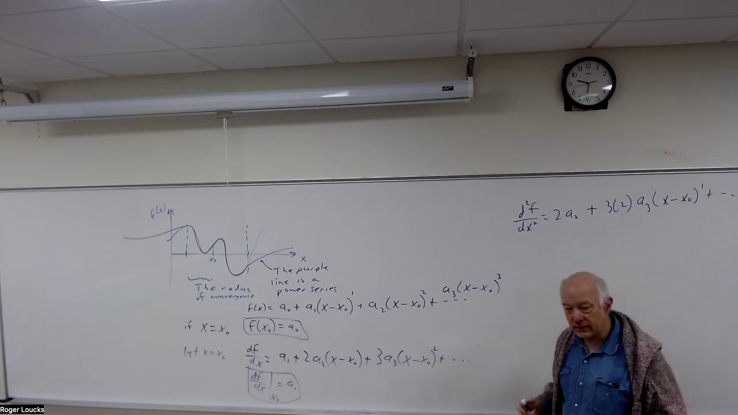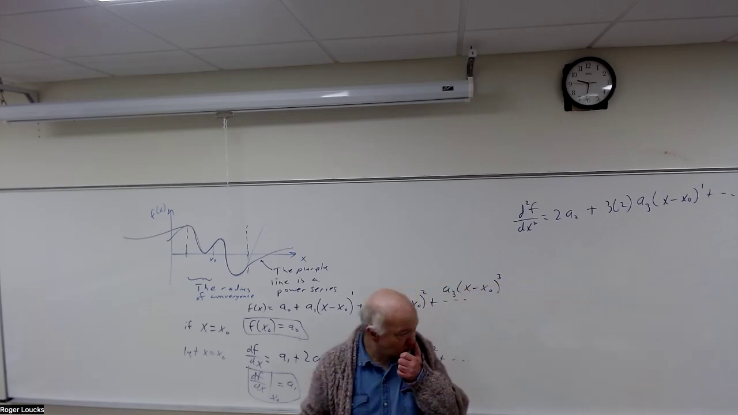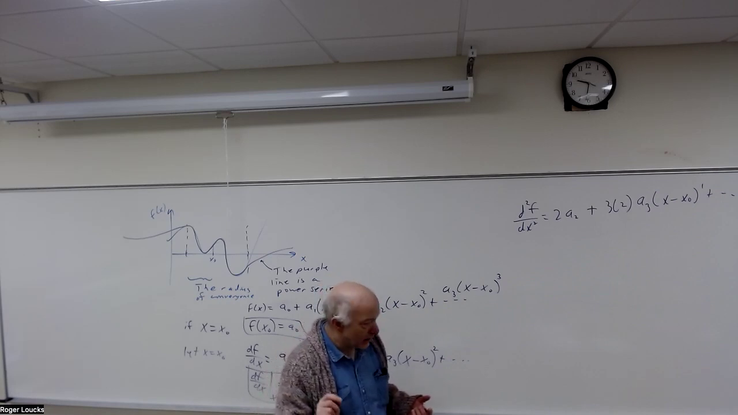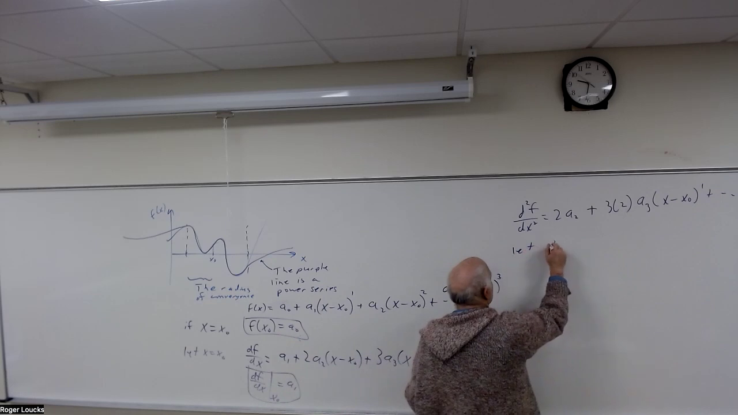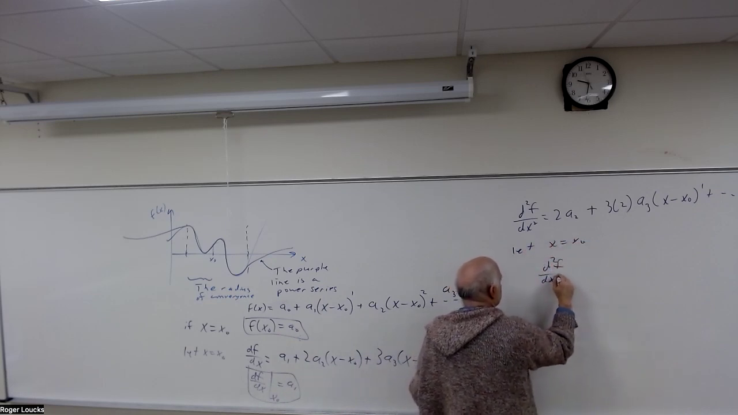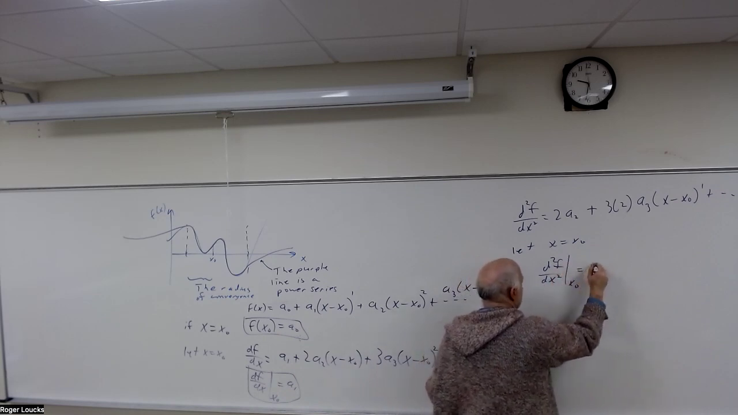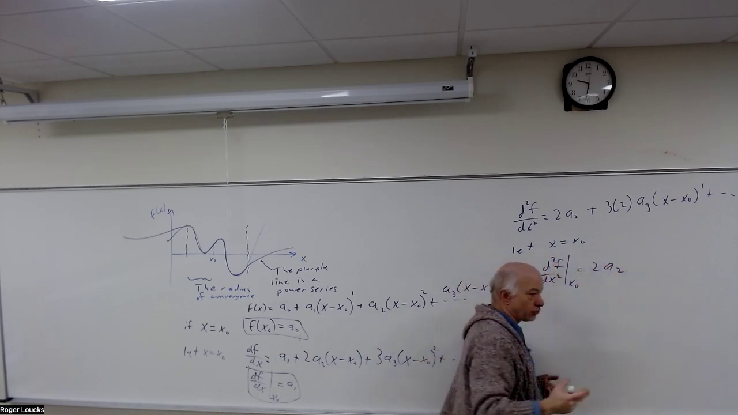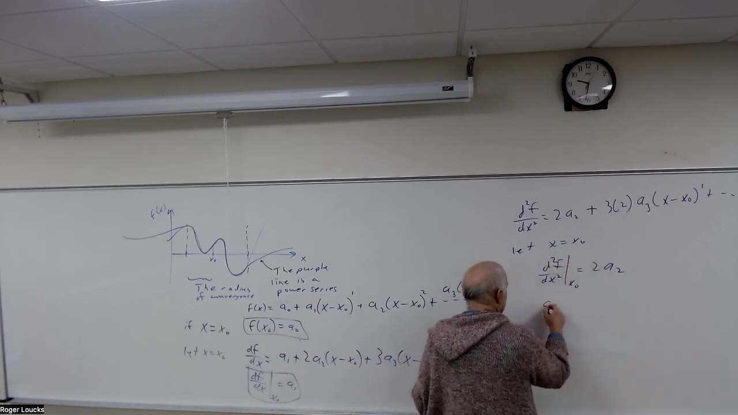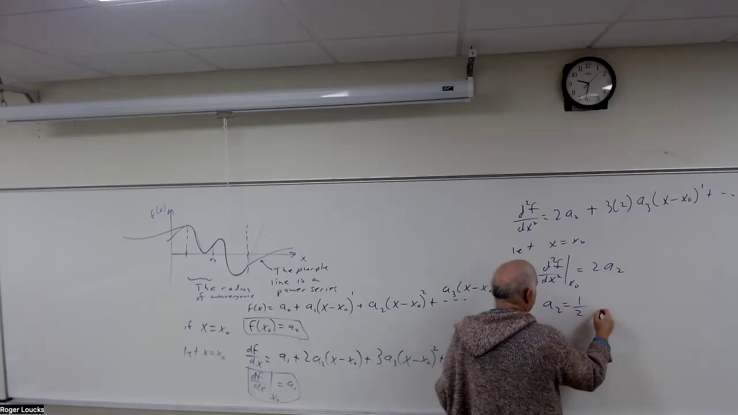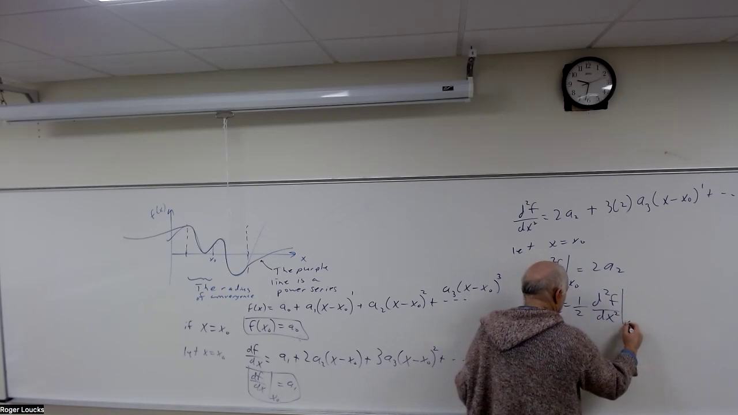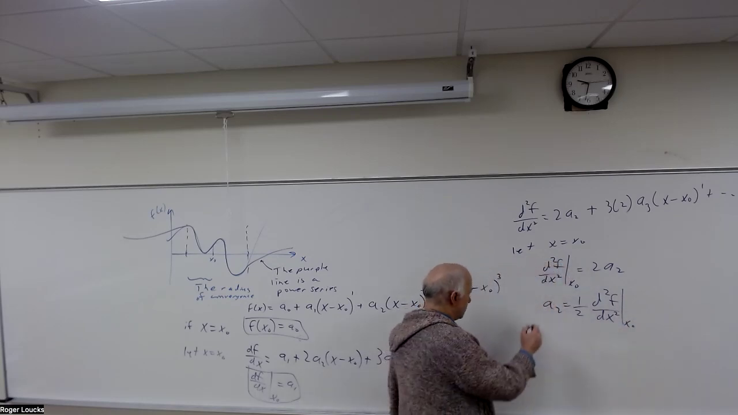How can I now find a2? Yeah, I'm going to let x equal x naught. So this gives me the second derivative here, which would equal 2a2, and then all the other terms give 0. So my a2 term is now 1 over 2 times the second derivative at x naught.